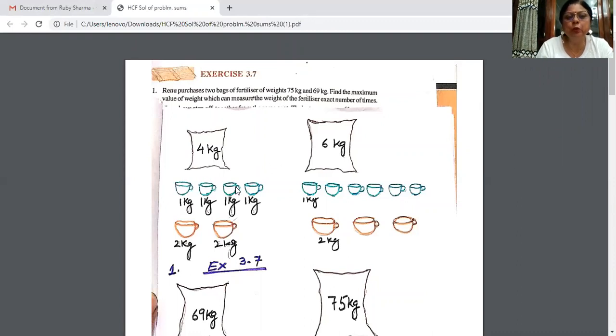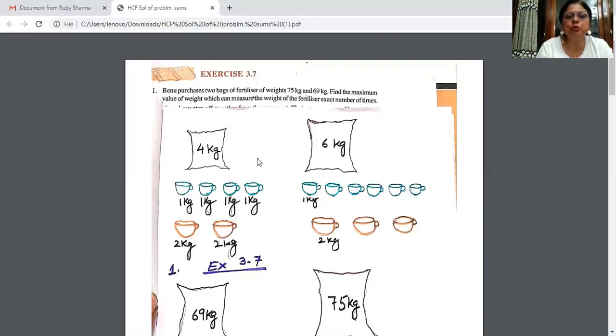Now suppose I take a 1 kg weight, it will measure 4 times and there will be no fertilizer left. Isn't it? No fertilizer will be left in the bag. So it is measuring exact number of times. If I take a 1 kg capacity container here, it will be measuring 6 times and there will be no fertilizer left in the bag. So that 1 kg is measuring this also exact number of times, 6 kg fertilizer also exact number of times.